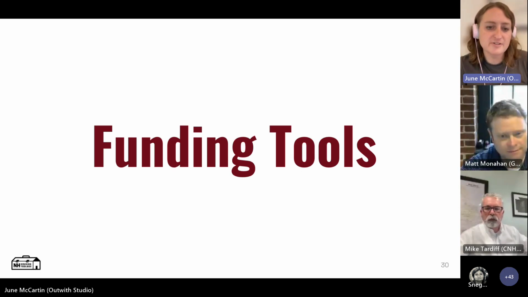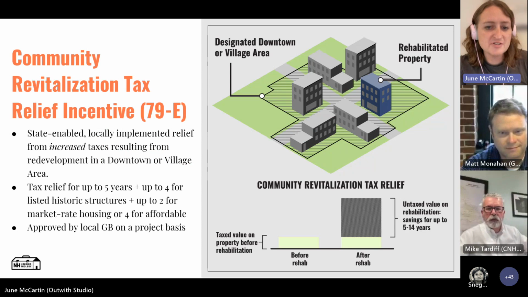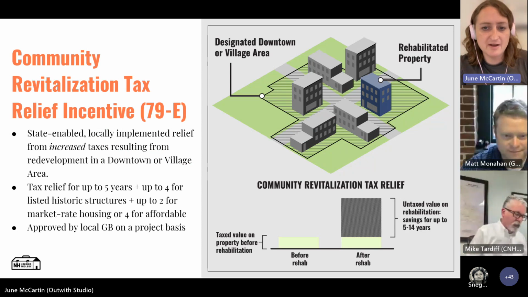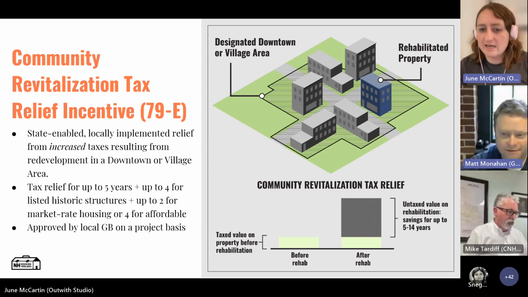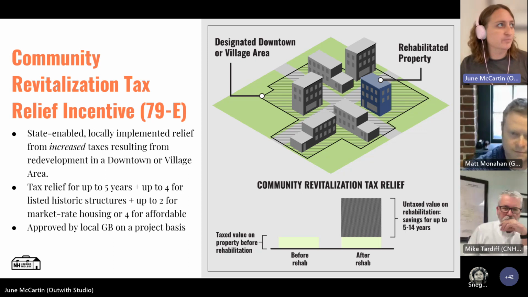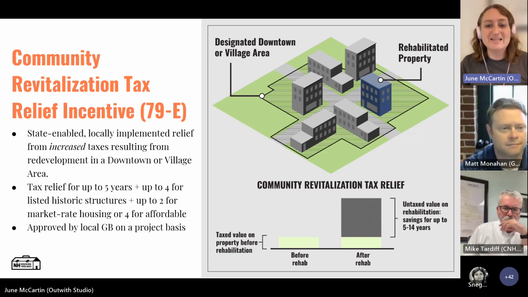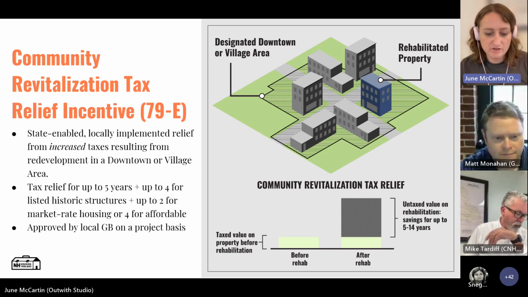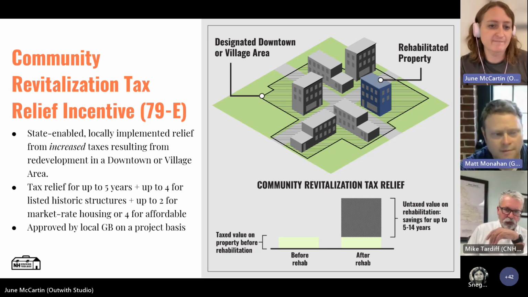Speaking of financing tools, we'll go into some of these. There's more on grants and loans that we didn't get into here, particularly around grants and loans that can be taken by developers or require that sort of developer input. These are ones that can be initiated at least by the community itself. So throw it to Matt for 79-E.